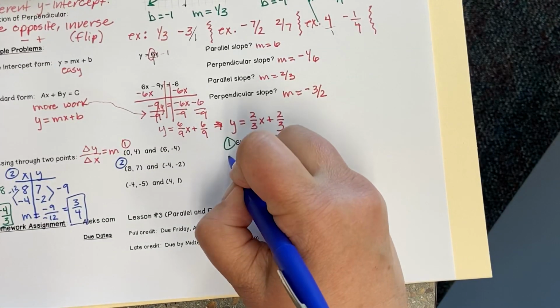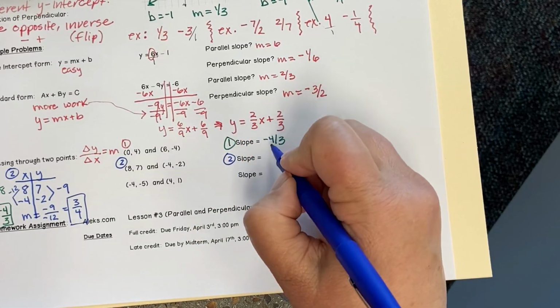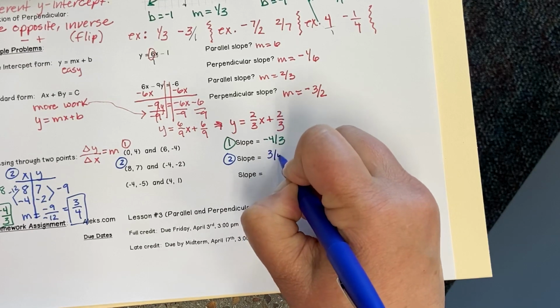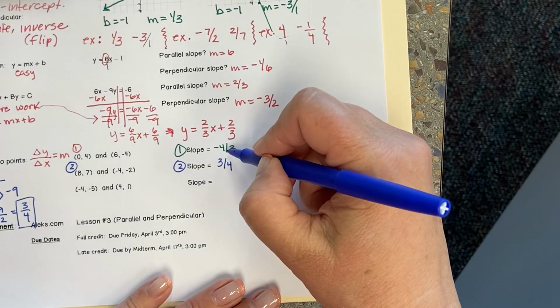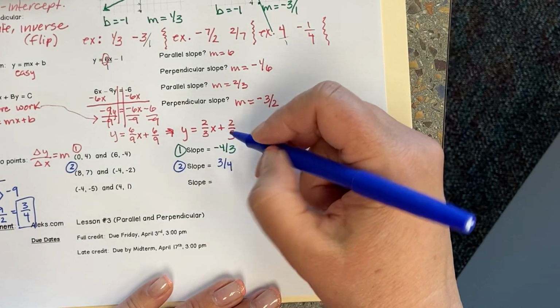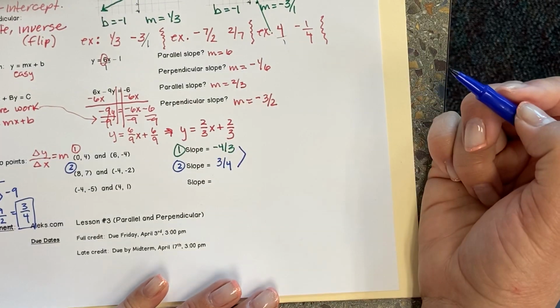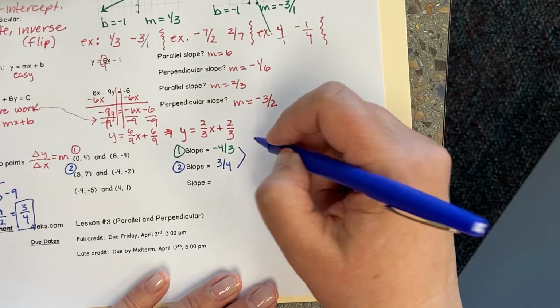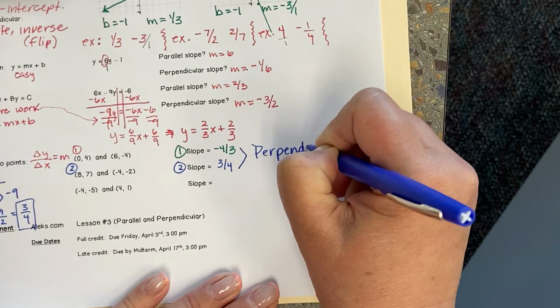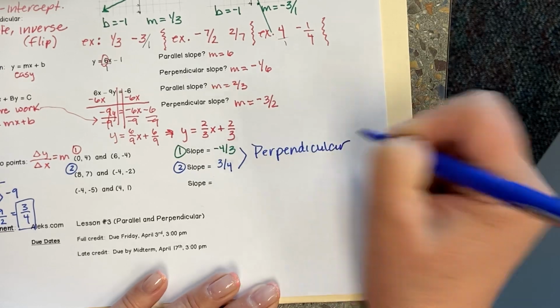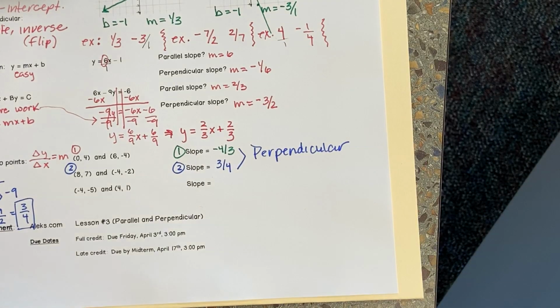Okay, so slope number 2 right here was 3/4. And if you notice, these two, slope 1 and slope 2, are opposite inverses of each other. So these two are perpendicular. Okay, good. Let's do number 3.